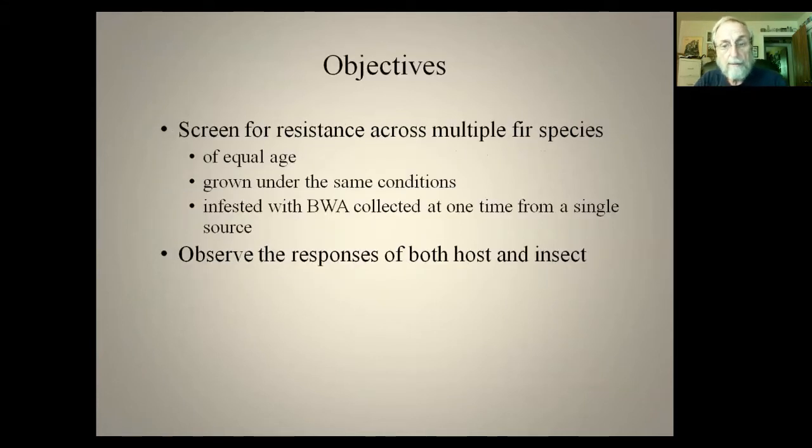So what we did in one of our studies, and this may be something that folks working on subalpine fir would consider along these lines as well, we screened for resistance across, in our case, multiple fir species. These were fir species that had some potential for turning into Christmas trees. We picked seedlings of equal age. They were grown under the same conditions, and they were infested with BWA collected at one time from a single source. And then we observed the response of both the host and the insect.